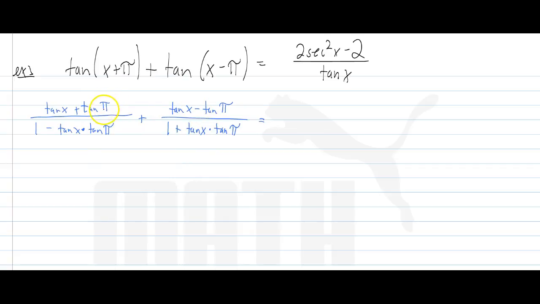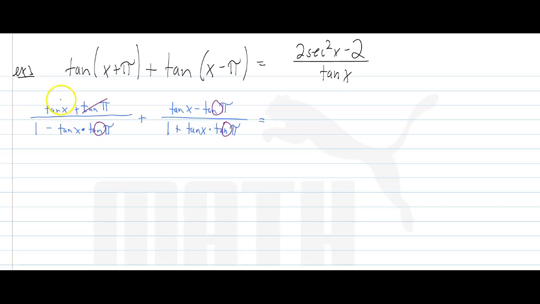And tangent of pi is an exact value. If we think about pi, pi is all the way to the left. Tangent is sine over cosine. The sine of pi is 0. So the tangent of pi is also 0. 0 over negative 1, which is 0. So this is 0. This is 0 as well. This is 0 and this is 0.